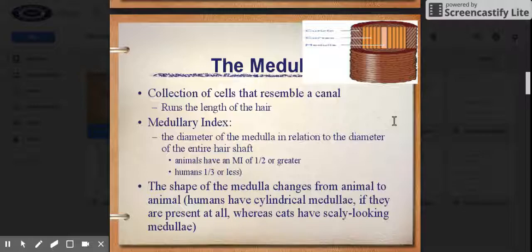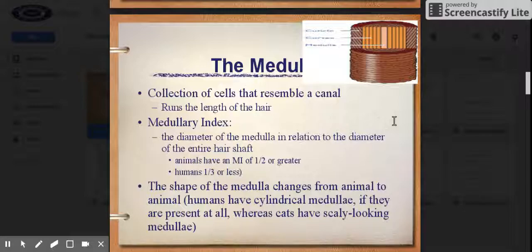So not only do we have different types of medulla, which we'll look at in just a moment, we also have what's called a medullary index. This is where they can measure the diameter of the medulla in relationship to the diameter of the entire hair shaft. A general rule of thumb is that animals have a medullary index of 1/2 or greater, whereas humans have a medullary index of 1/3 or less.